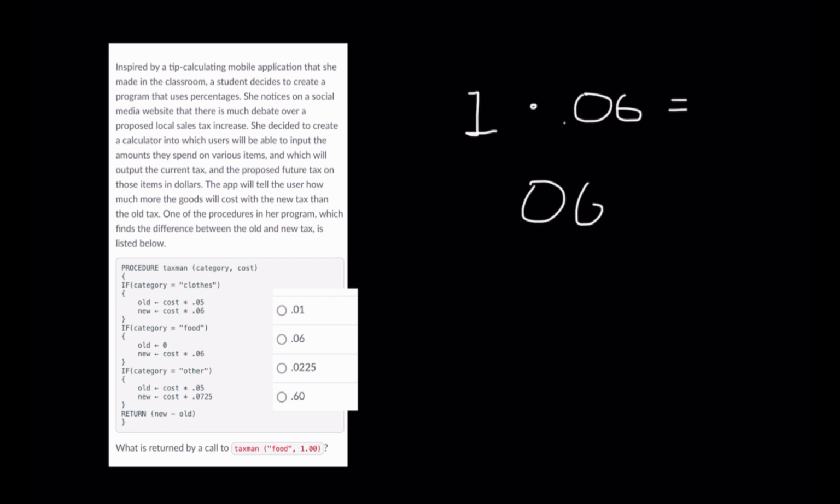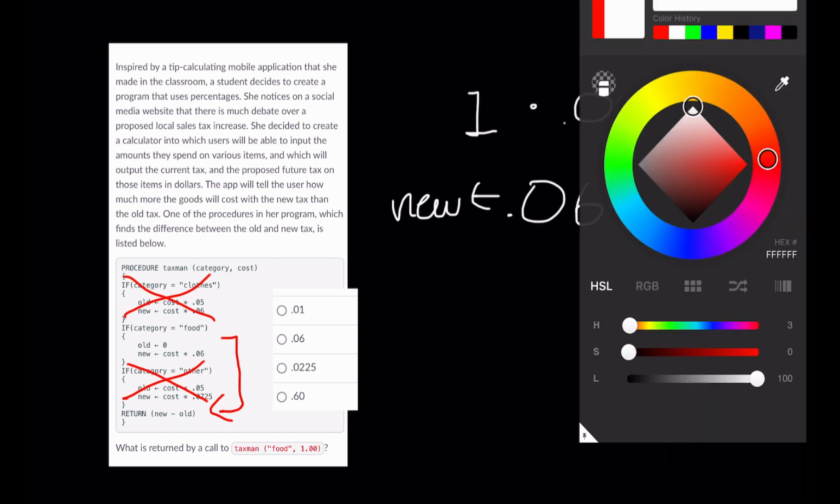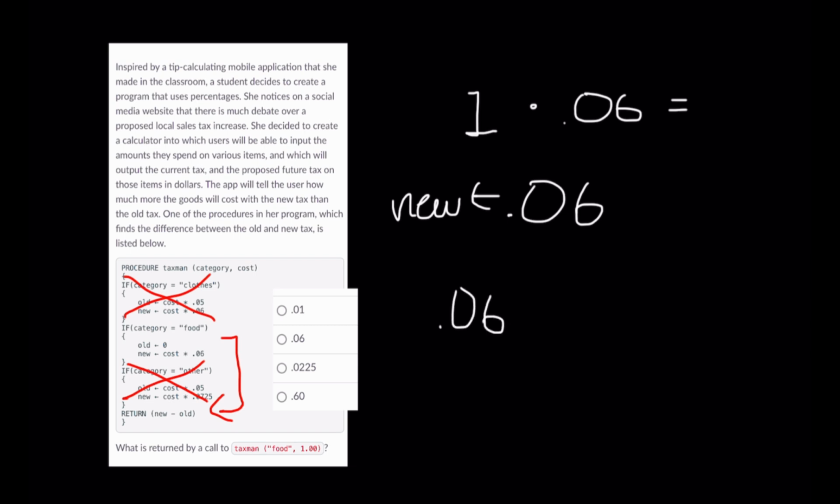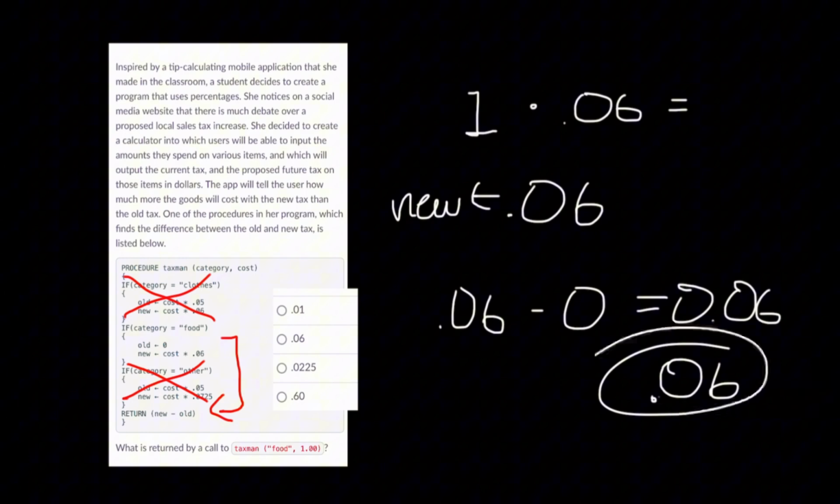So new is 0.06, and we know that old is 0. First of all, we can cancel out these. We won't be using these because it says if the category is clothing or if the category is other, which it is not because the category is food. So we only execute that. Then we would go to return, and return is new subtracted by old. So that means it's 0.06 subtracted by 0 because old is 0, which would equal 0.06. So that would be our answer.